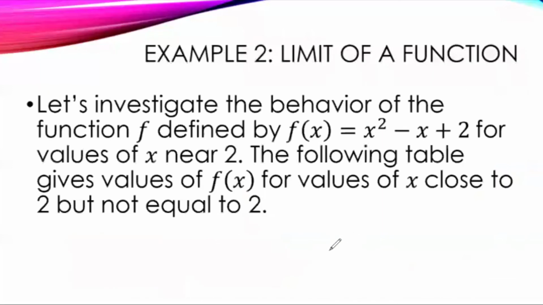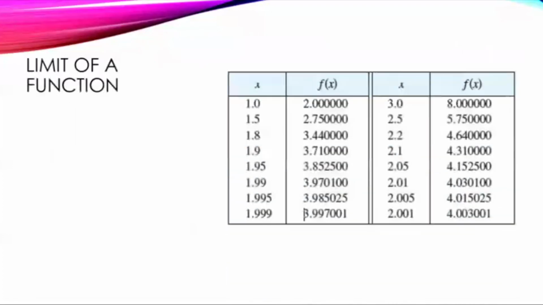So let's have the second example. Let's investigate the behavior of the function f of x is equal to x squared minus x plus 2 for values of x near 2. The following table gives values of f of x for values of x close to 2 but not equal to 2. Okay, so here, again, we use a table of values to determine the limit of the given function as x approaches 2. So we use values very close to 2 from the left.